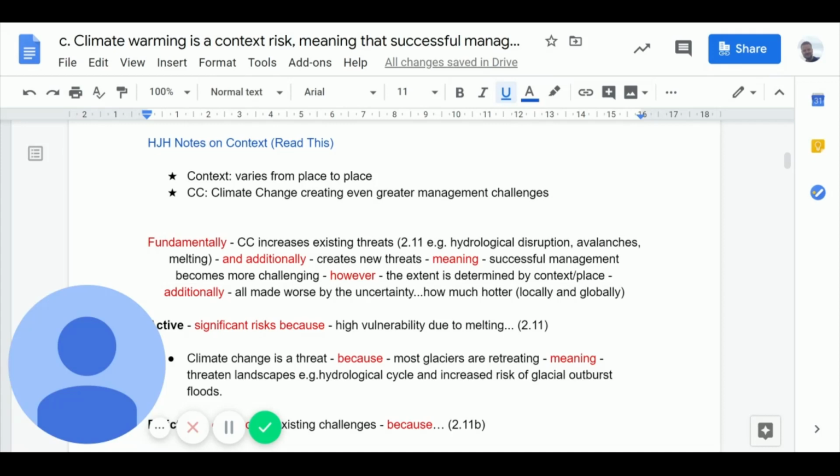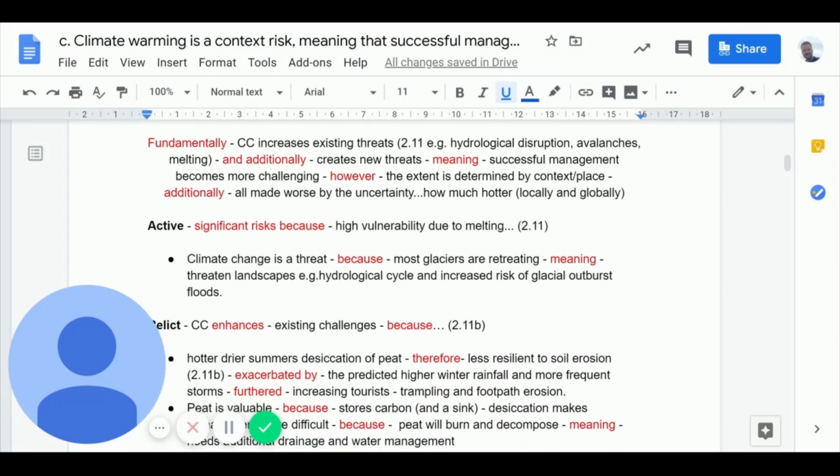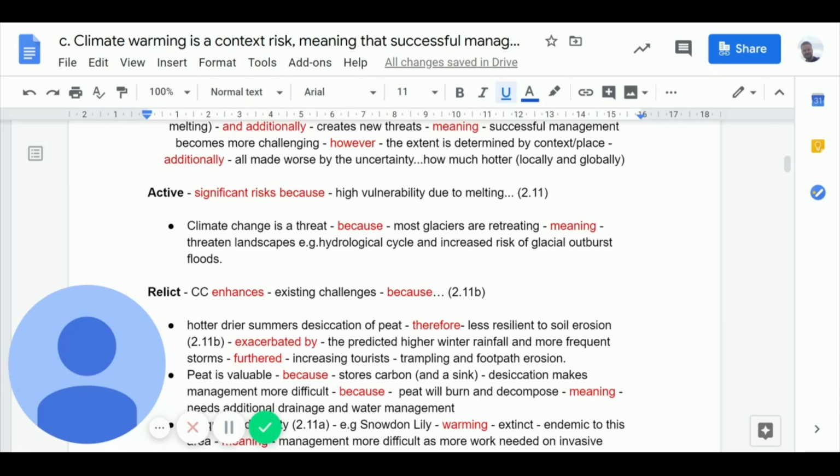So if we go back to this, we've got two key glacial environments, but all of them go back to that introductory statement that it's going to increase existing threats, but the extent to which is going to depend on the context, not just if it's active or relict, but the context between the different active ones as well. But I would say overall, the active glacial areas have got more significant risks. So if you're doing any evaluation, more significant risk for the active. The high vulnerability is due to melting. It's going to be more obvious at the very least.